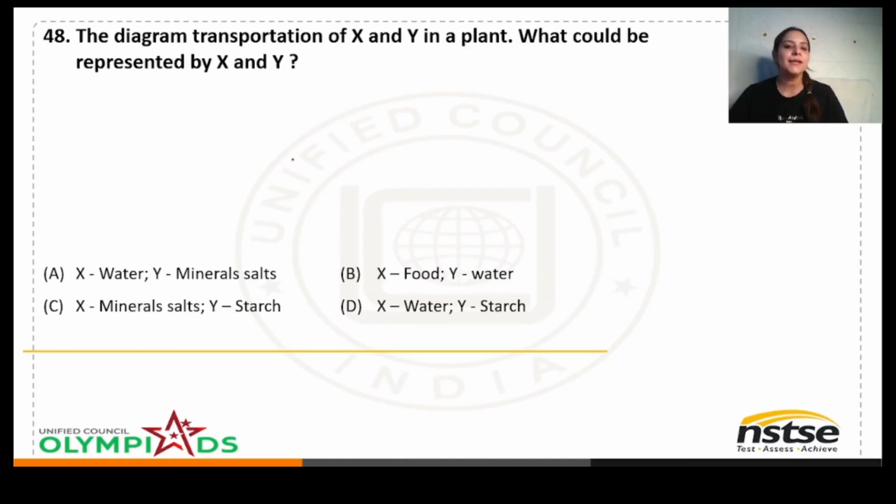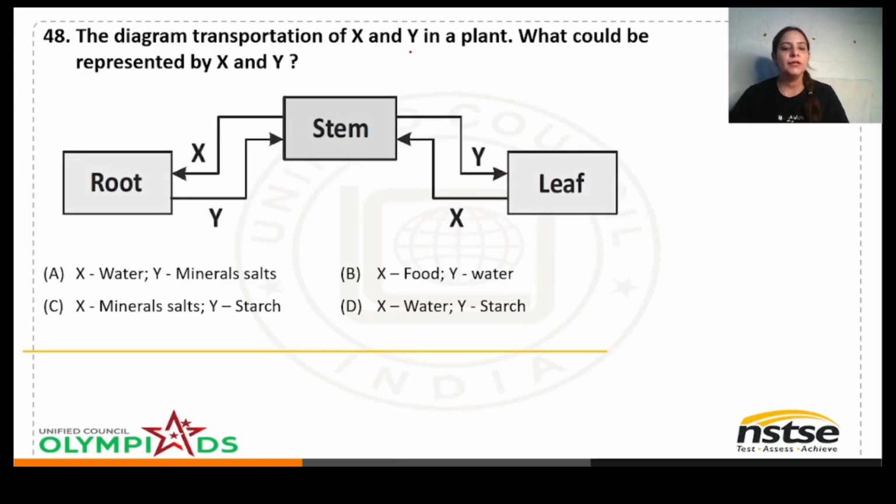Okay, next question says, the diagram shows transportation of X and Y in a plant. Here we have a diagram of a plant, and you can see that X and Y are indicated as something transported from some part to some part. So what could be represented by X and Y? Here we can see the parts of the plant: root, stem and leaf. Let me make one diagram for you. Let's say these are roots, this is the stem, and we have leaves here. Let's make one flower also.